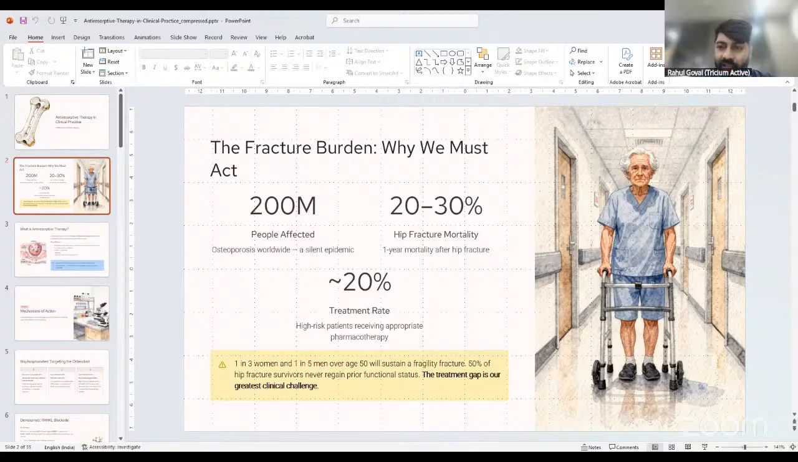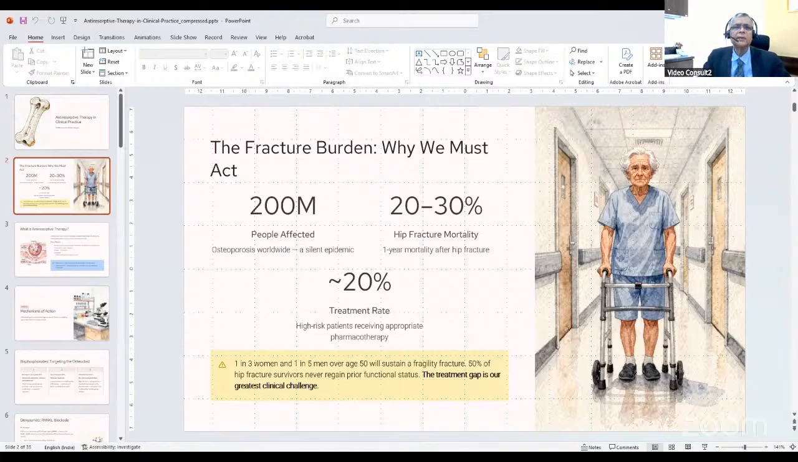The first question is, sir, how do you decide between initiating an antiresorptive versus an anabolic agent in a newly diagnosed high-risk patient? If a patient has a T-score of less than minus 2.5, straight away let's use an anabolic agent. That's how I follow. If you have a T-score between minus 1.5 and minus 2.5, then you follow giving an antiresorptive.